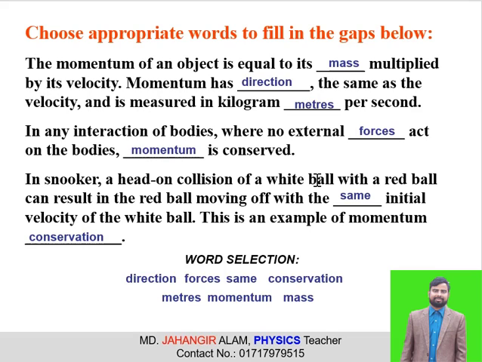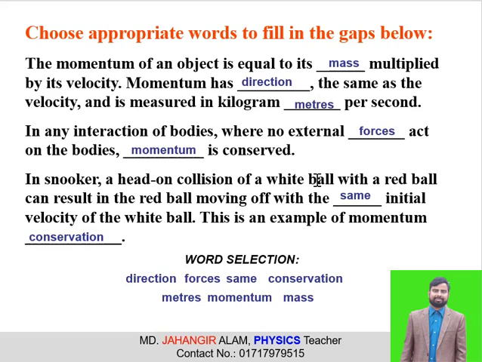There is a fill in the gaps below. Momentum of an object is equal to its mass multiplied by its velocity. Momentum has a direction same as the velocity and is measured in kilogram meter per second. In any interaction of bodies where no external force acts on the bodies, momentum is conserved.